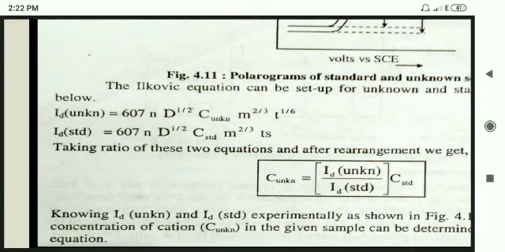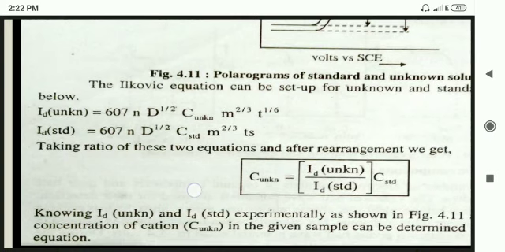Rearranging this equation, then dividing these two equations, first equation divided by second equation. D and n are similar, diffusion constant are same, diffusion coefficient are same, n is the number of the electrons of the ion.